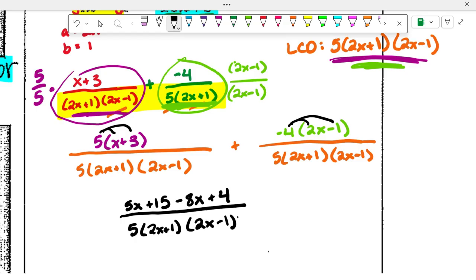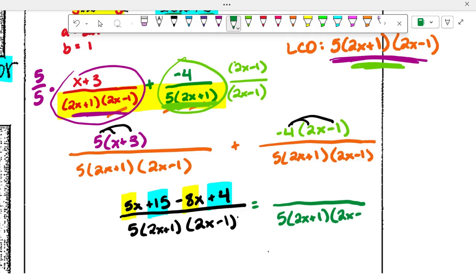So now what's the last thing I got to do with my numerator? Combine the like terms. So the x's get combined and the constants get combined. And again, we ain't touching that denominator. So 5 times 2x plus 1 over 2x minus 1. So this would be negative 3x plus 19.